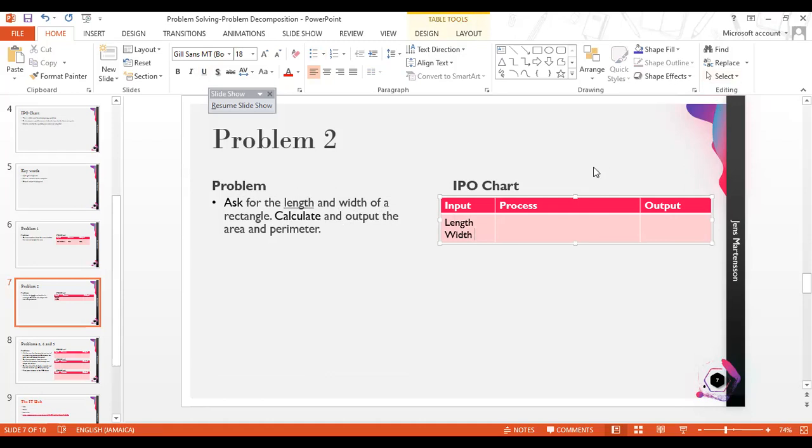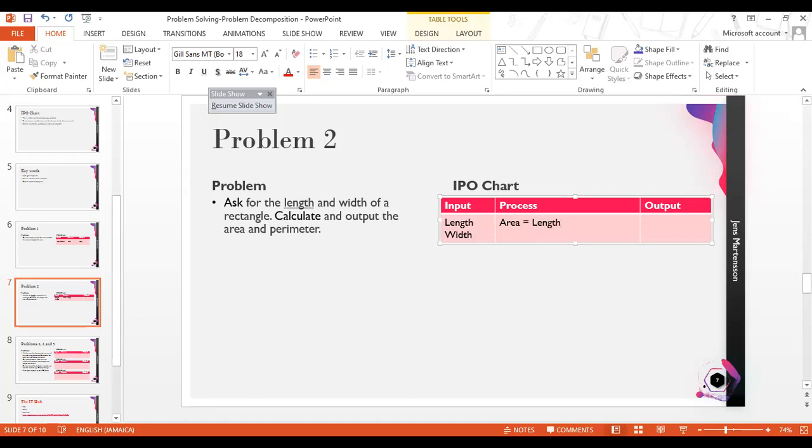All right. So for the process, our process keyword is calculate, and we are asked to calculate and output the area and perimeter. Here is included in one statement two things: your process statement and your output statement. So we are asked to calculate both the area and perimeter as well as to output them. So in the process column, I'm going to type area, and I'm going to put the formula for area now. So I'm going to say area is equal to, and we know that the area of a rectangle is length times width.